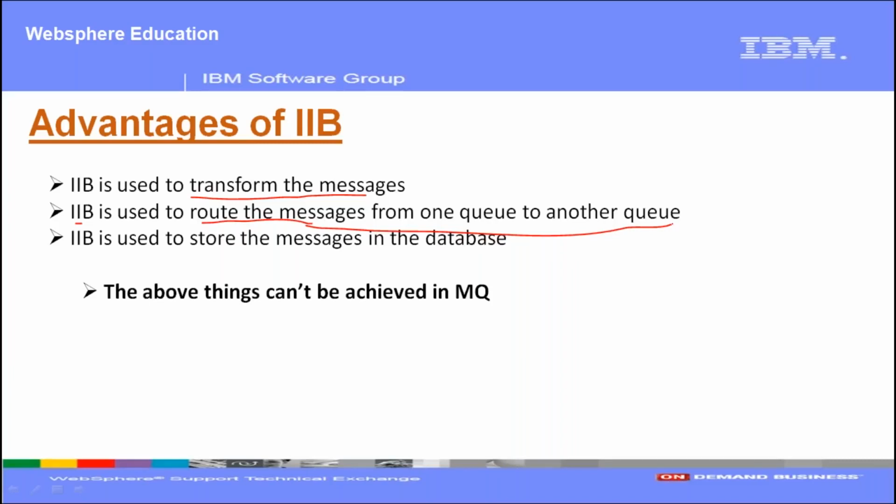No, the message cannot be fetched from the database. Only the tracking we can do. Okay, this message came at this time, this message came from this queue, and it was processed by this time. That information will be there. The message won't be there. Only the record related to the message will be stored in the database.